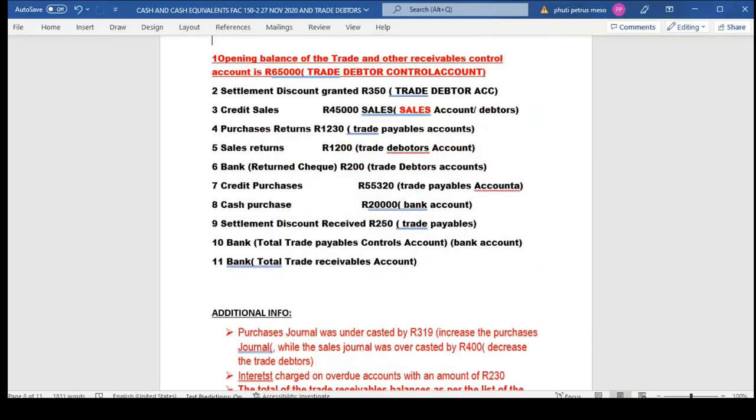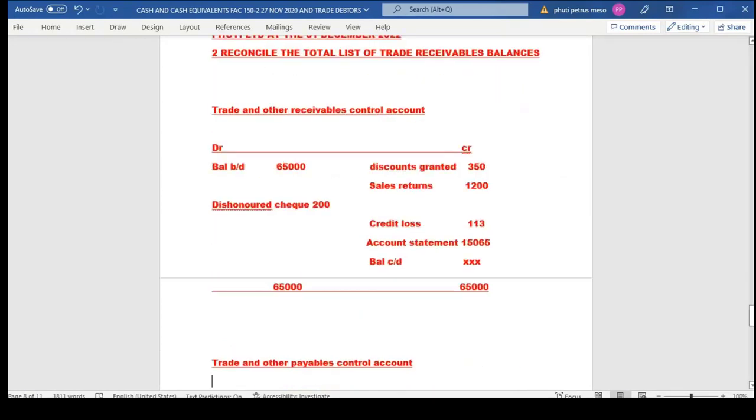Let's look at under this trial balance items. Let's look at number 4. It says purchases returns 1,230. Can you all see that? Yes. Okay, it is on the debit side. Can somebody tell me why is it on the debit side?